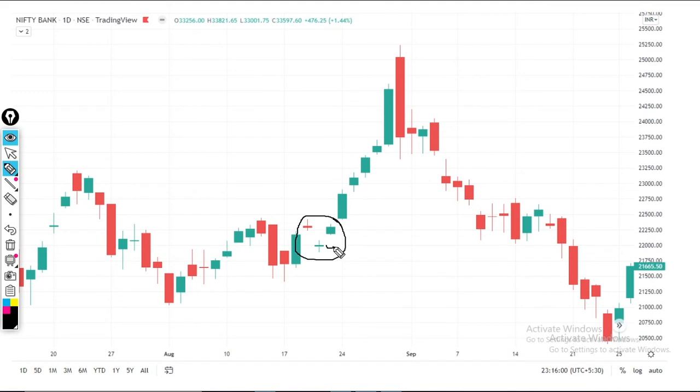The body of the candle is small and it has opened a gap down. As soon as the high of this green candle is broken, we can take a trade by keeping a stop loss at the low of this green candle. We can see a huge upside momentum after this type of pattern.